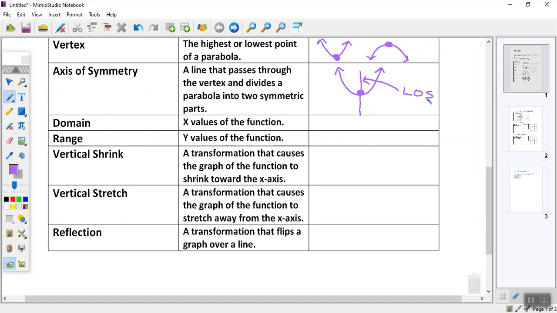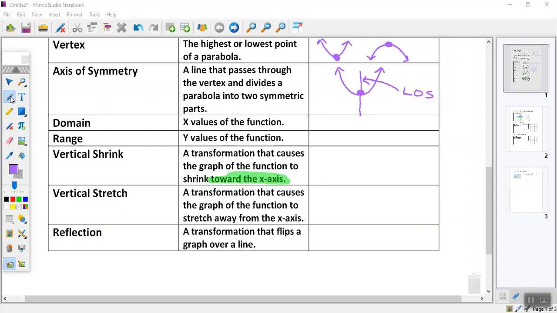Okay? Guys, we've talked domain and range before. Domain simply is which values of the function, the x values. The range is simply the what? The y values of the function, and we'll look at that. We've talked about vertical shrink before, but the thing I want to point out today is this. A vertical shrink is going to be a transformation that causes the graph of the function to shrink towards what? Towards what?